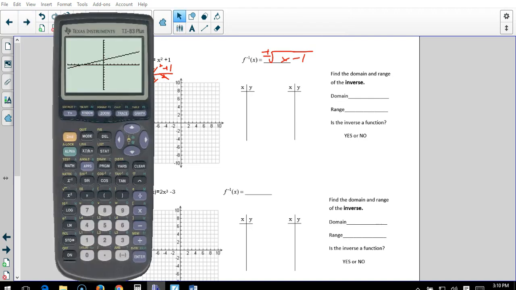Use the calculator. X squared plus 1, right? Put that in there. X squared plus 1. And then get some points. It's going to be our classic parabola, just moved up 1. That's all.